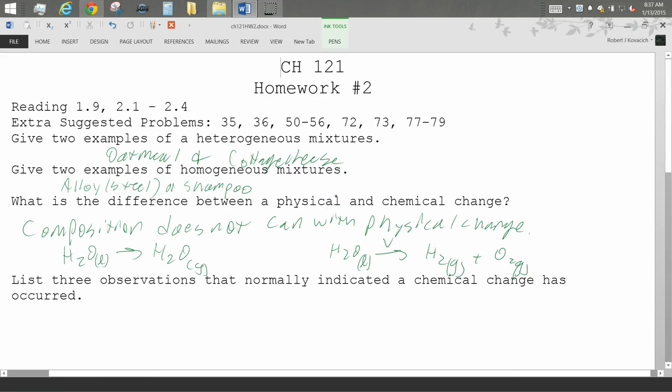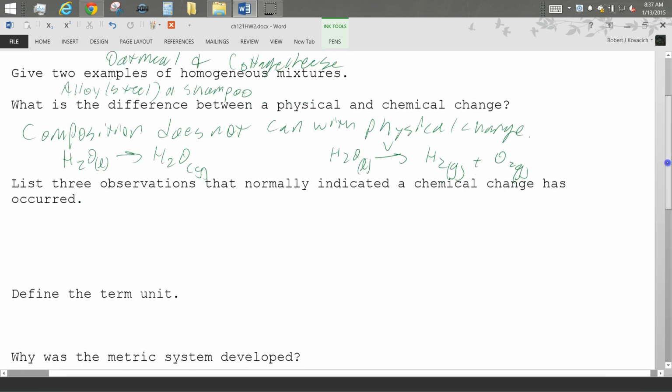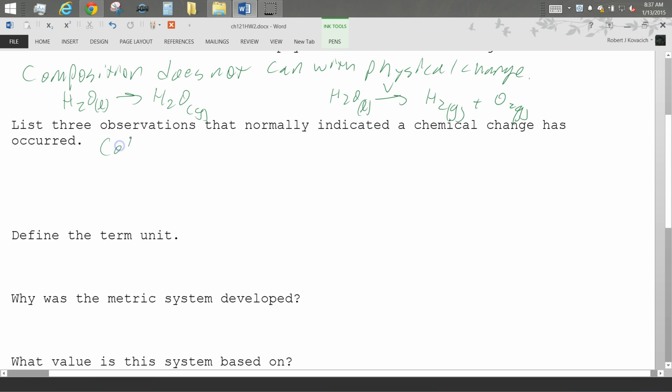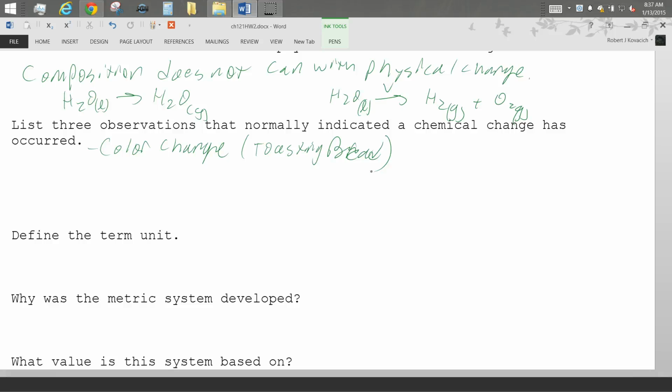What are the three things that indicate a chemical change? Color change. Example? Heat. Burning something. Heating something? Okay, so how about, maybe some of you toasted bread this morning, so most likely it changed color. Due to heat for sure, but that was a chemical reaction.